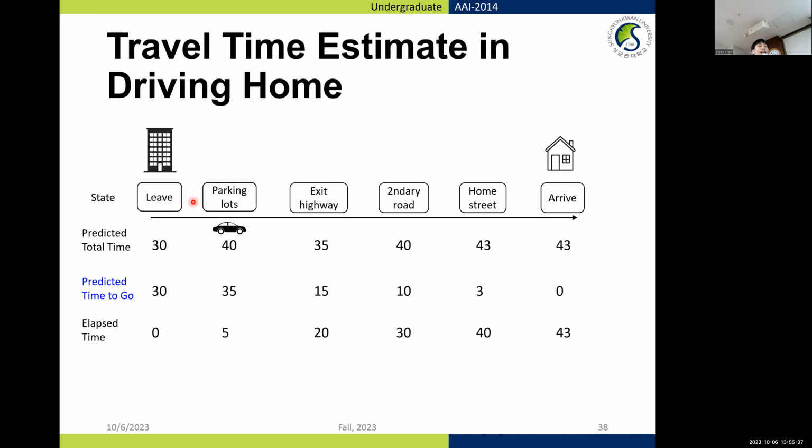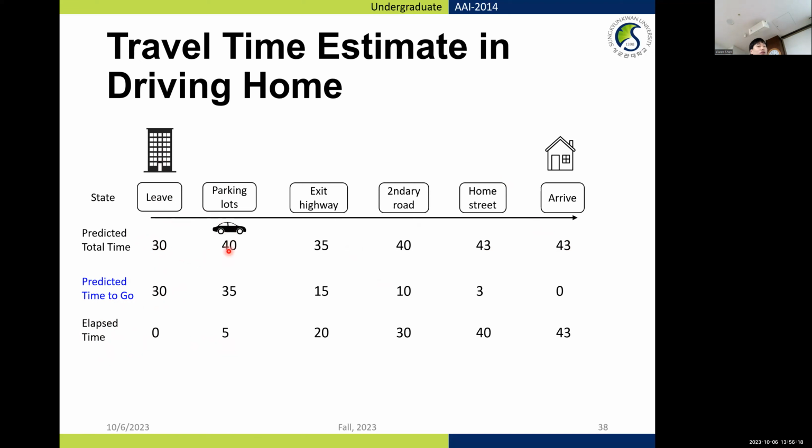So we design multiple states: the leave-office state, then the parking lot state, exit highway state, secondary road, the home street, and arrive home. We have the predicted total time and the predicted time to go. The difference is that one is the total time, one is the time remaining, and there is the actual elapsed time. When you leave the office, you expect that you will spend 30 minutes to reach your home, right?